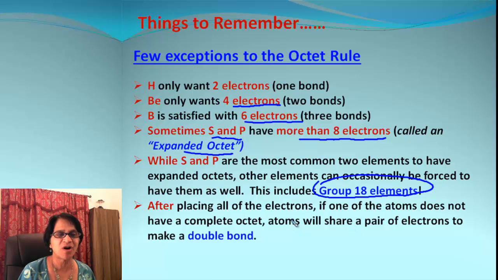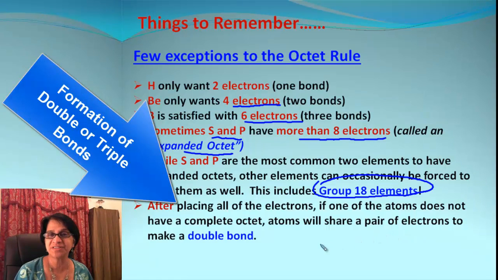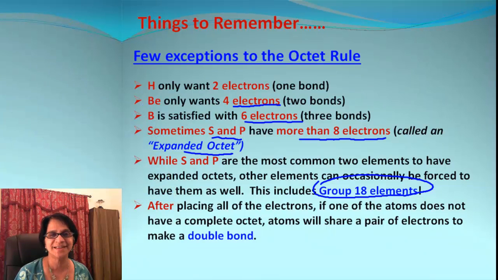And after we place all the electrons, if there is any atom which does not complete the octet, then there is more sharing, which results in a double bond or triple bond. So let's find out more about these unusual Lewis dot structures.